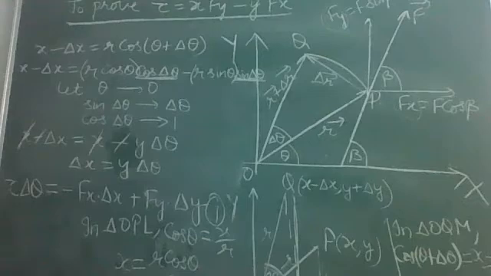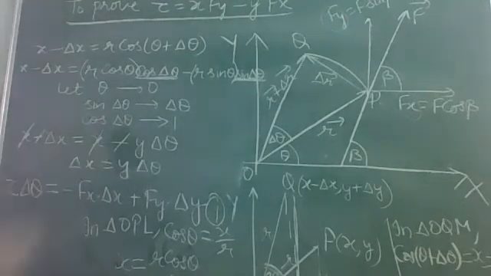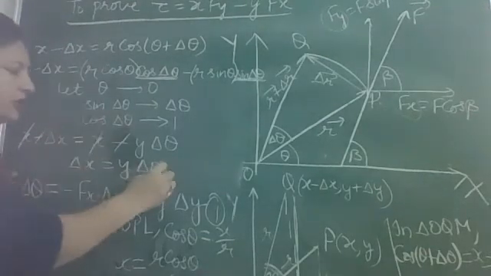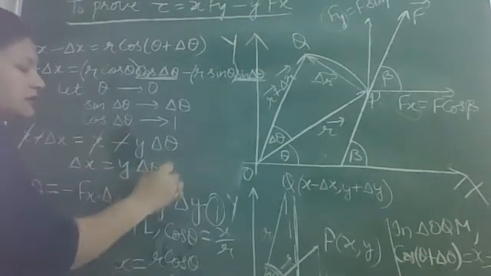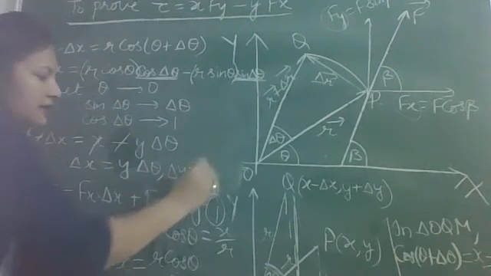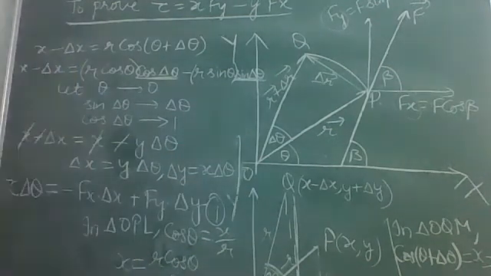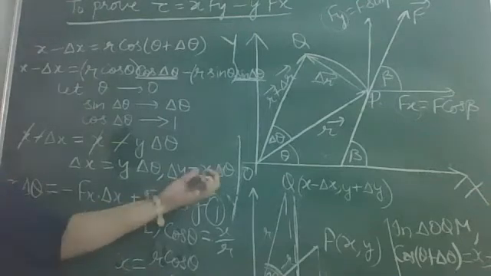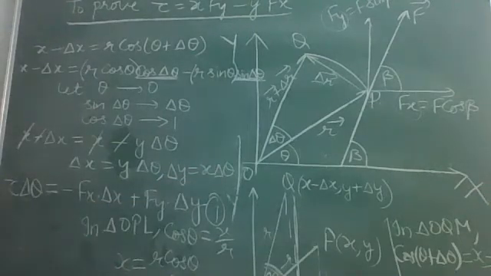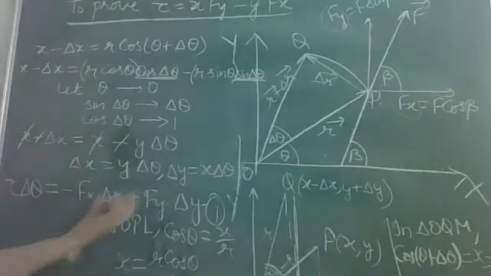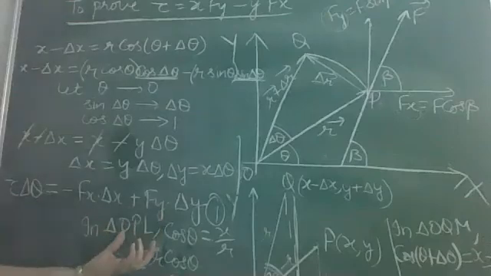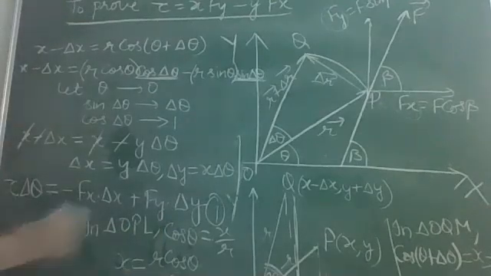So we get the value of delta x. Similarly, we need not derive the other one. Similarly, delta y is x delta theta. So let us put these values of delta x and delta y in equation number 1. See what do we get here.